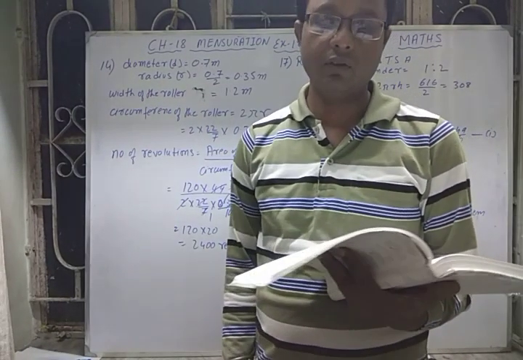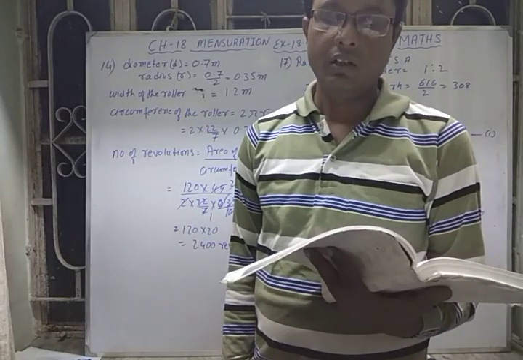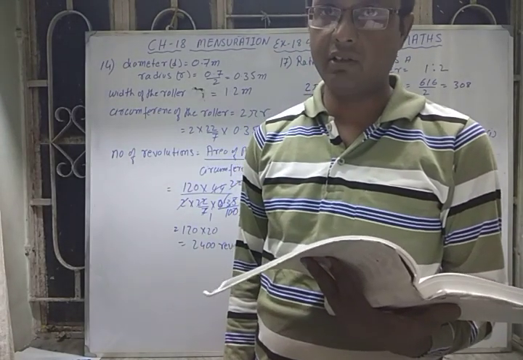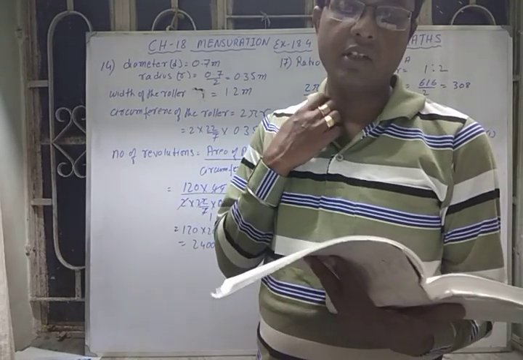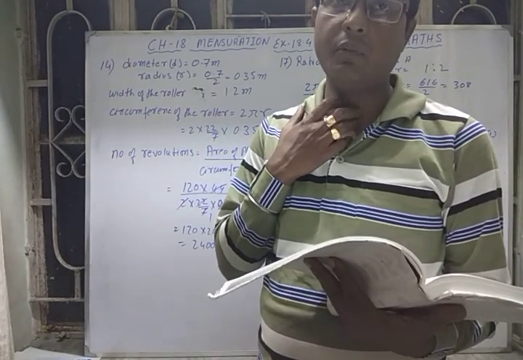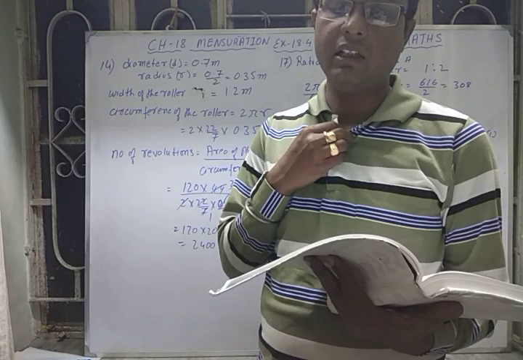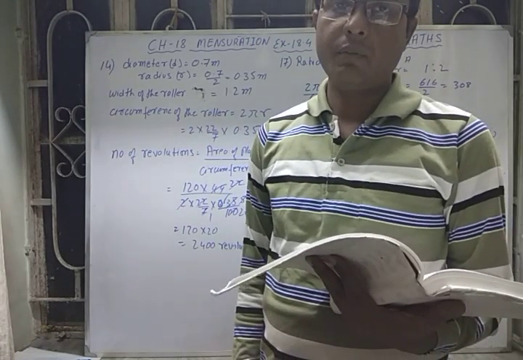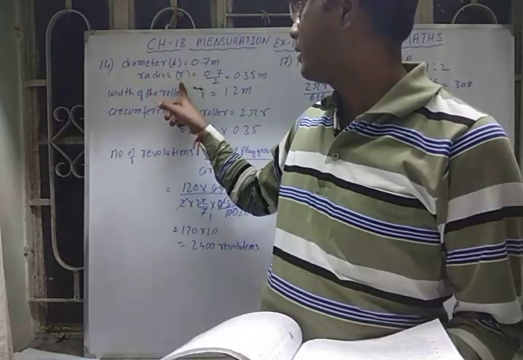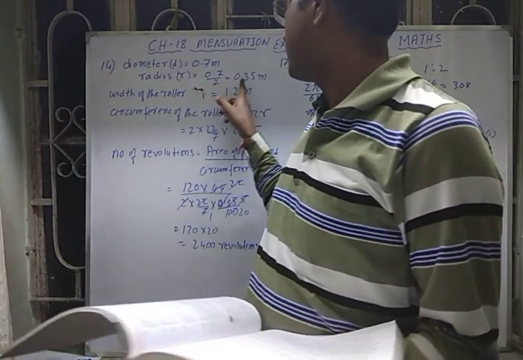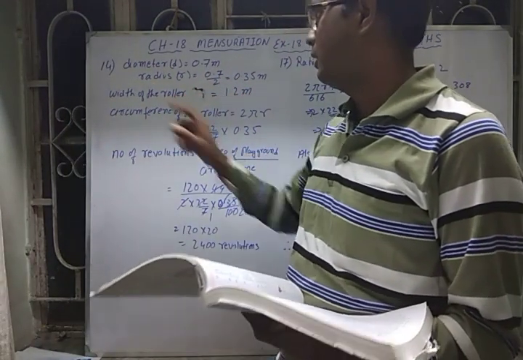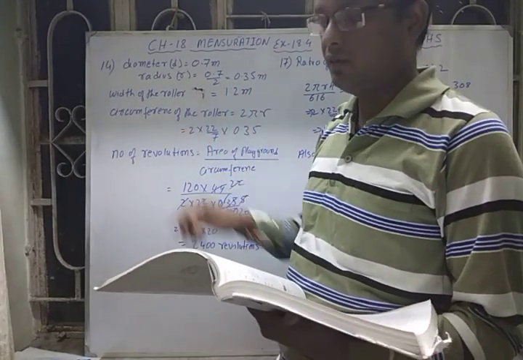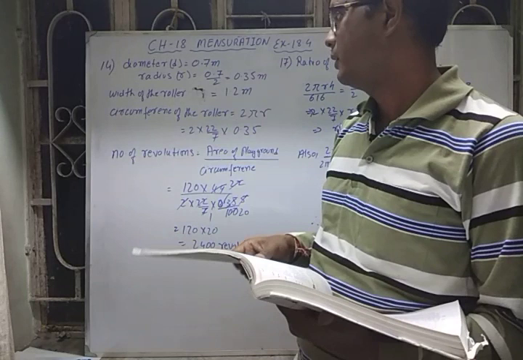That means the wheel of a road roller is cylindrical in shape, whose width is 1.2 meter. That means its length is 1.2 meter, means height. Diameter is given 0.7 meter, so we can find the radius, 0.7 by 2, that is equal to 0.35 meter. And the width of the roller is 1.2 meter, that means you can take it as the height of its cylindrical shape.